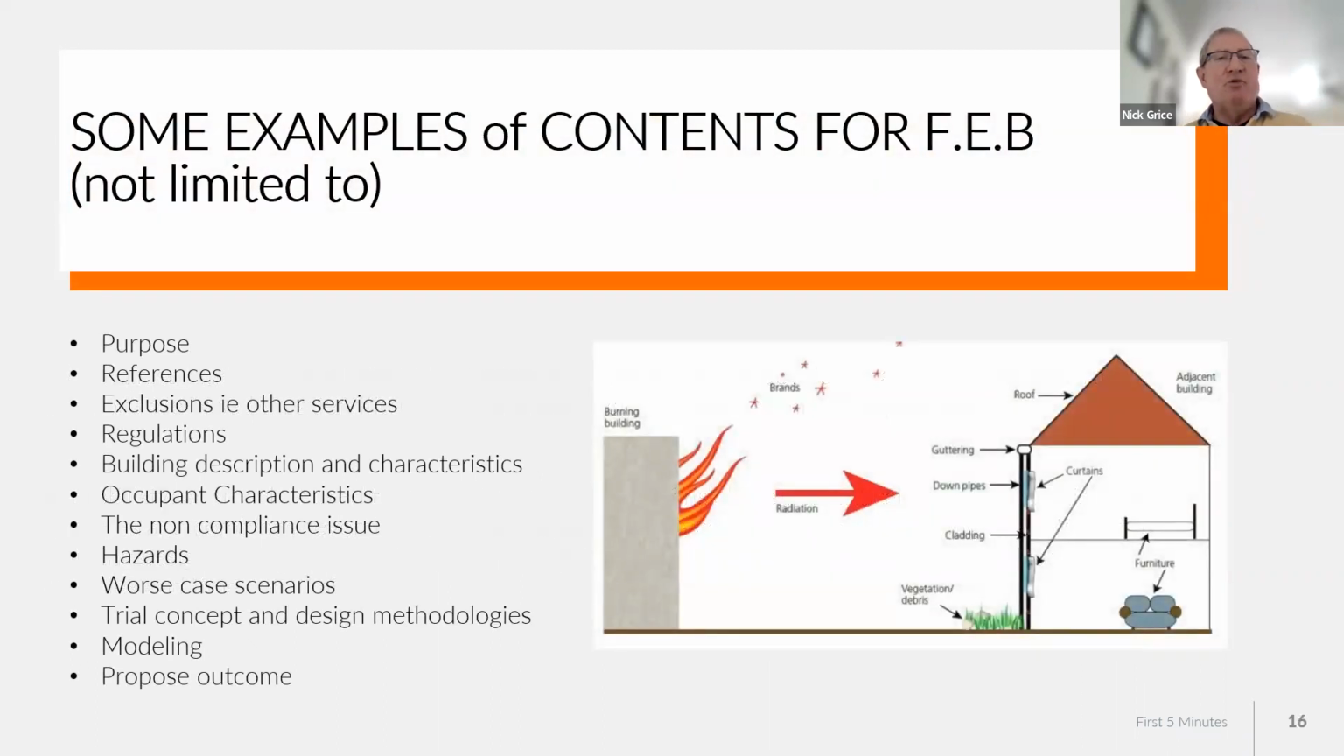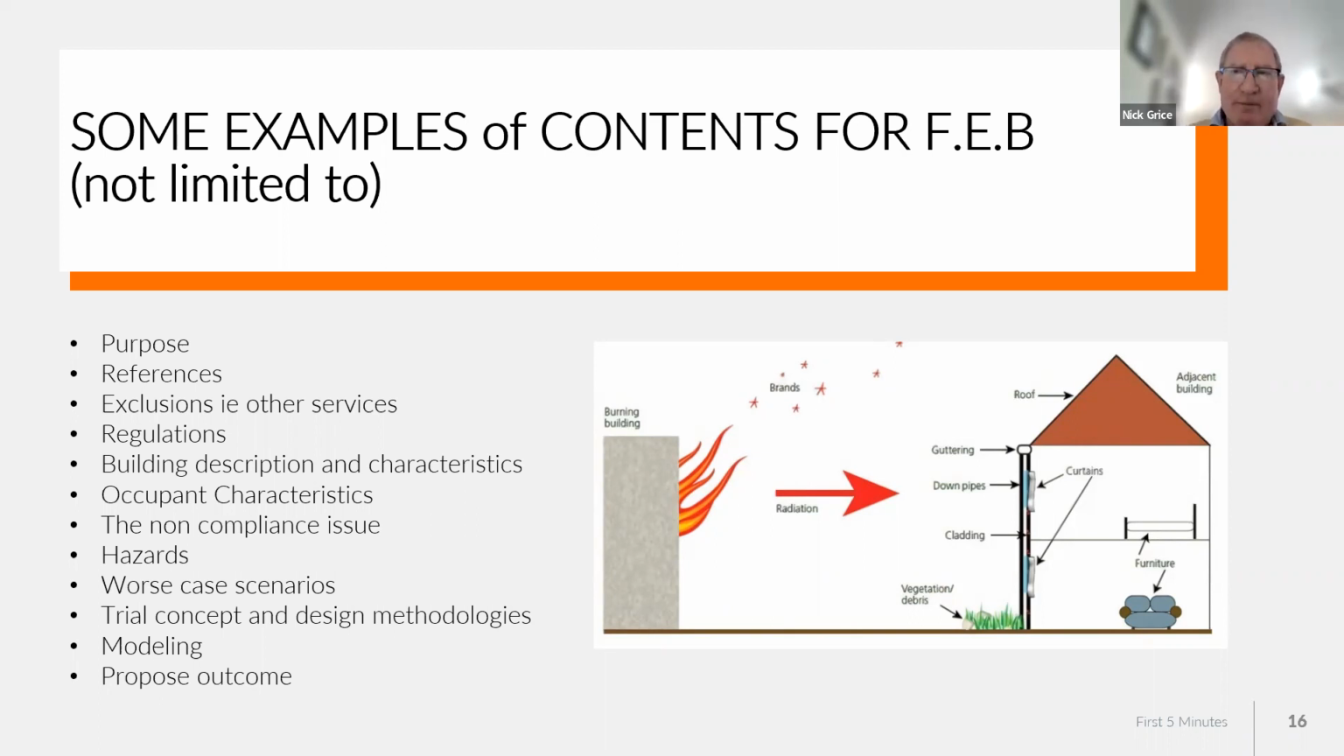So some examples of contents, but not limited to, the fire engineering brief. There is a lot more. Obviously, you've got to put the purpose in there. You've got references to National Construction Codes, Australian standards, things like that. Exclusions, things like air conditioning will probably be excluded from it, BMS systems. And then you've got to put the regulations, building description and characteristics. So what sort of building is it and what type, where it is.